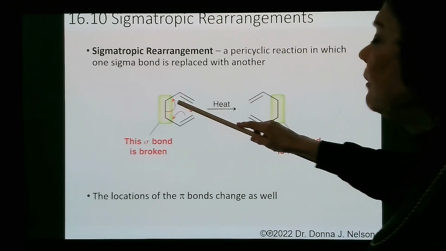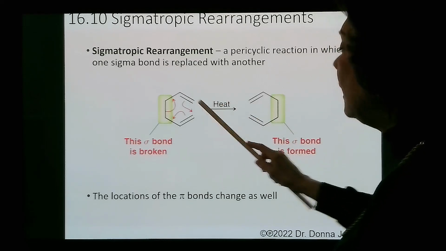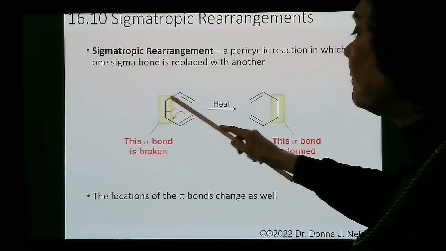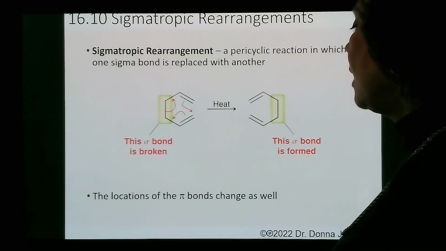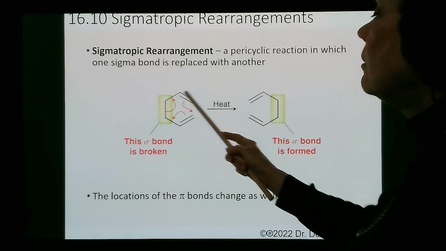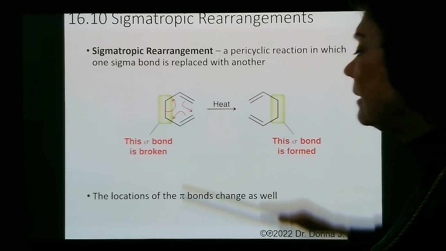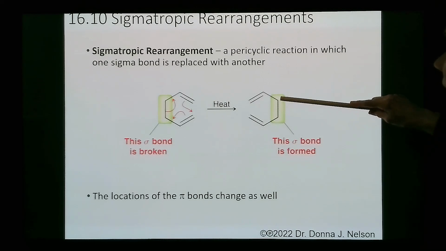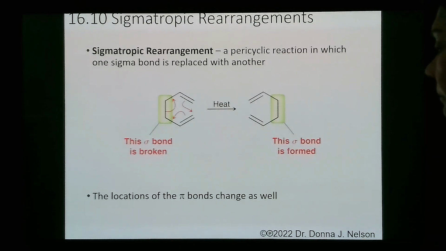If the pi system had another pi bond, it would move all the way to the end of the longer pi systems. And so we're just using small pi systems here to make it easier to explain. So this sigma bond is the one that is migrating, and it has actually migrated to the end of each of these 2 pi systems.